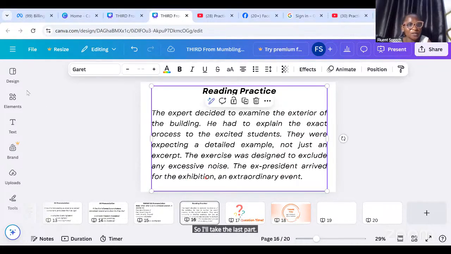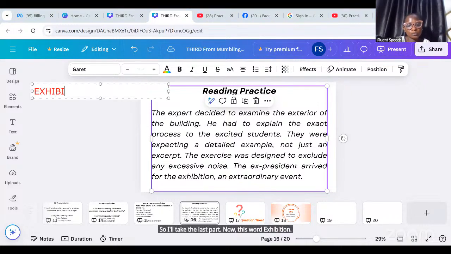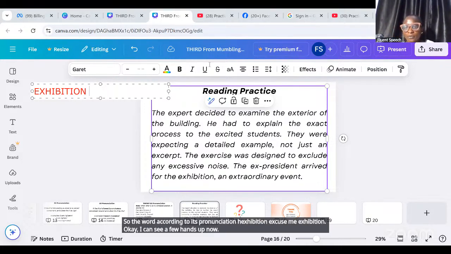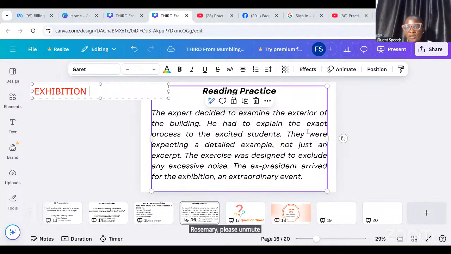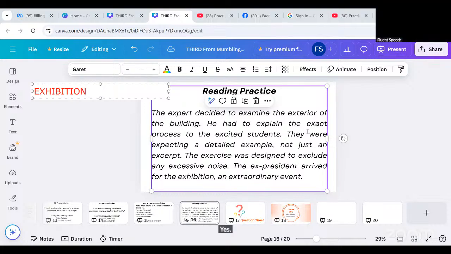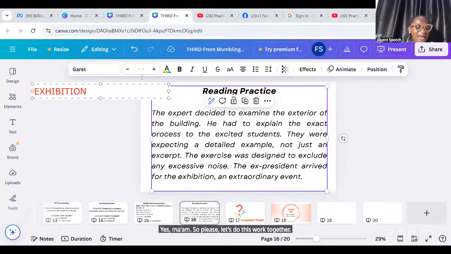So I'll take the last part. Now this word, exhibition. So the word, according to its pronunciation, exhibition. Okay, I can see a few hands up now. Rosemary, please unmute. Good evening, ma'am. So please, let's do this word together. So the word exhibition, what part do you think we're stressing?